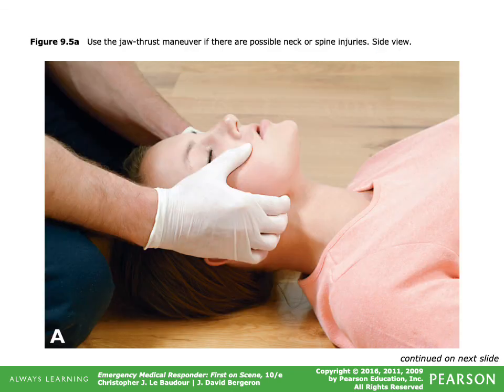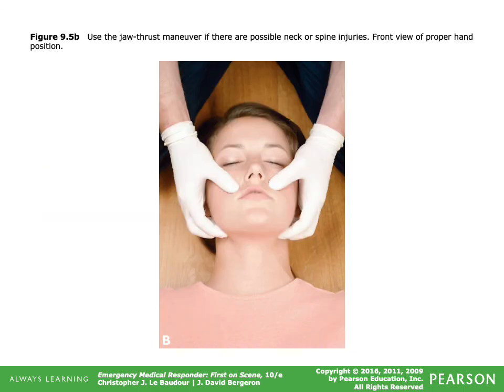This is a jaw thrust. The maneuver has already been performed in this particular slide. If you look at the placement of his hands on the angle of her jaw, he is basically pressing up and it's pushing her lower jaw forward. Lower jaw, mandible, if you recall from anatomy and physiology. And this is the view from above of the same maneuver. You can see that her lower jaw is jutted forward.